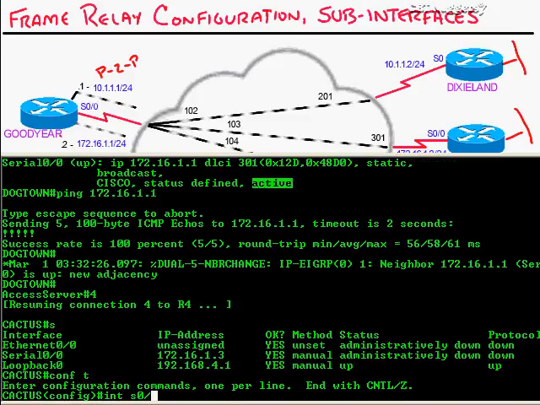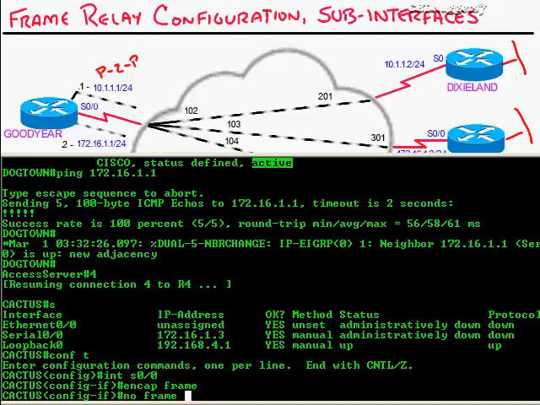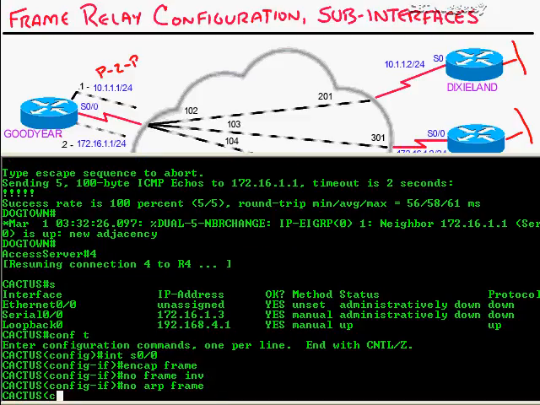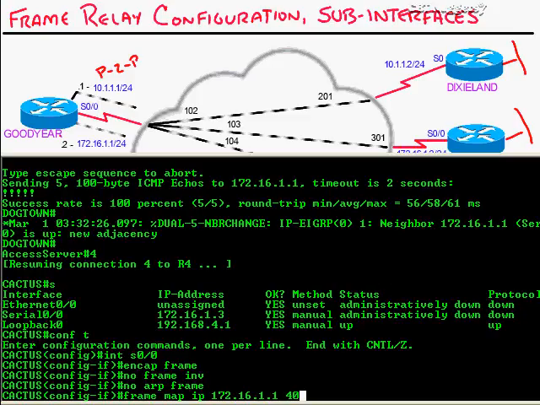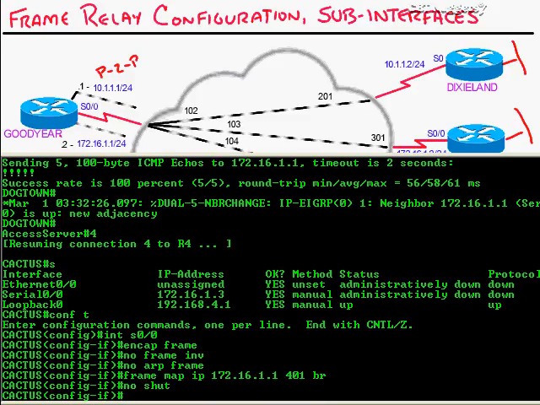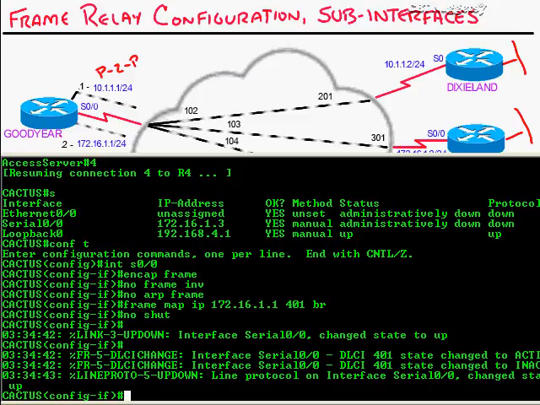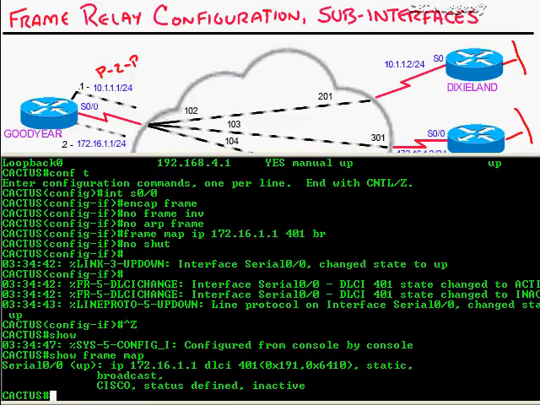Global config, interface serial 0, encapsulation frame relay, no frame-relay inverse-arp, no arp frame-relay. Frame-relay map IP 172.16.1.1. And what DLCI are we using? From Cactus, we're getting to Goodyear using DLCI 401. I'll include the broadcast keyword, no shut, and we should be good. Big problem already. We see the DLCI status change to active. Let's do a show frame map. Oh, inactive.